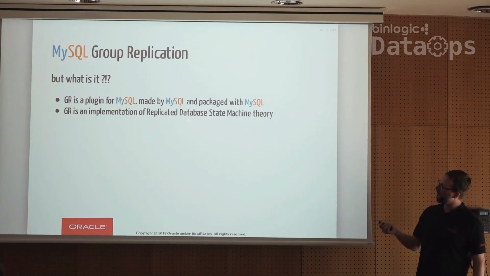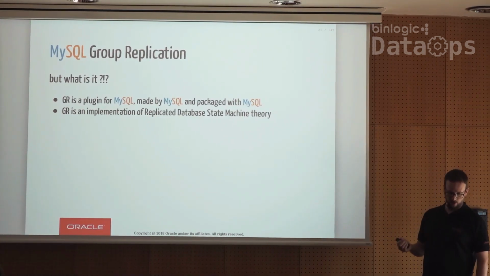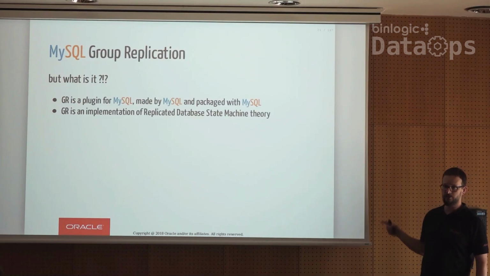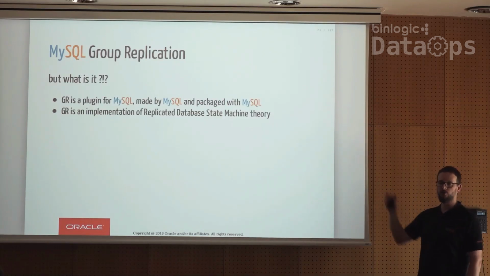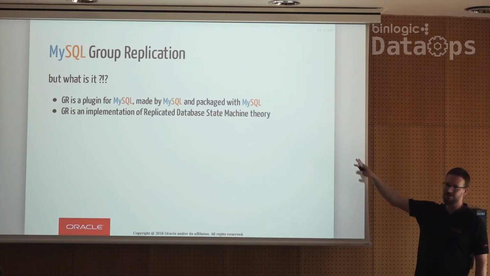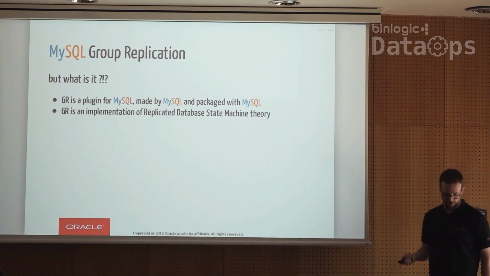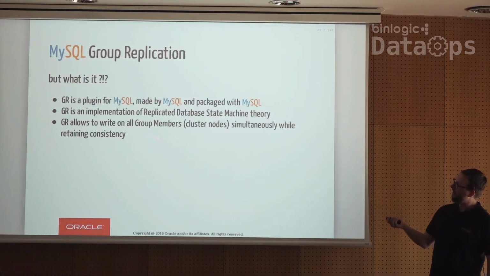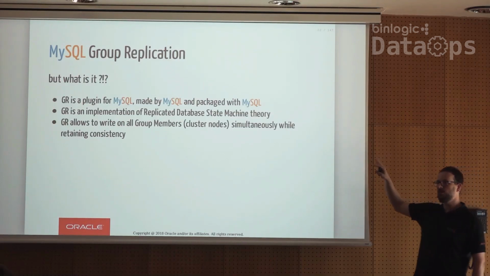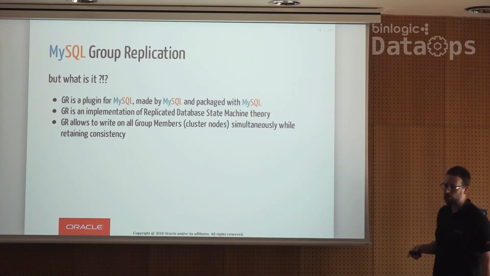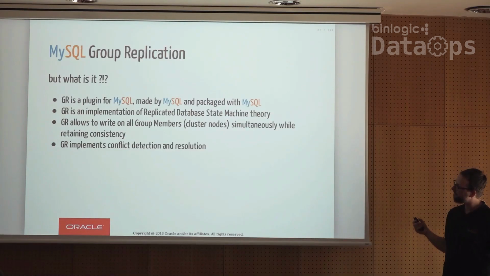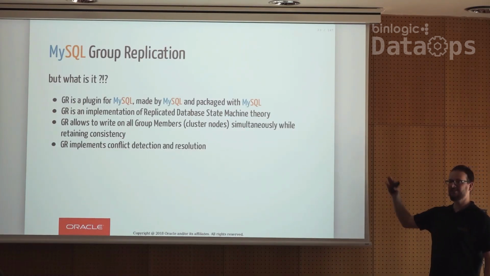So group replication is an implementation of replicated database state machine theory, which is exactly the same theory, but another implementation of what you are using. So when you say you are using Galera stuff, this is the same theory that is implemented, but in a different way. So you can write on all the members of the group, but as you have seen earlier, this is not what we give you by default, and I will come back to that very soon, why we do that. And you have conflict detection and resolution.